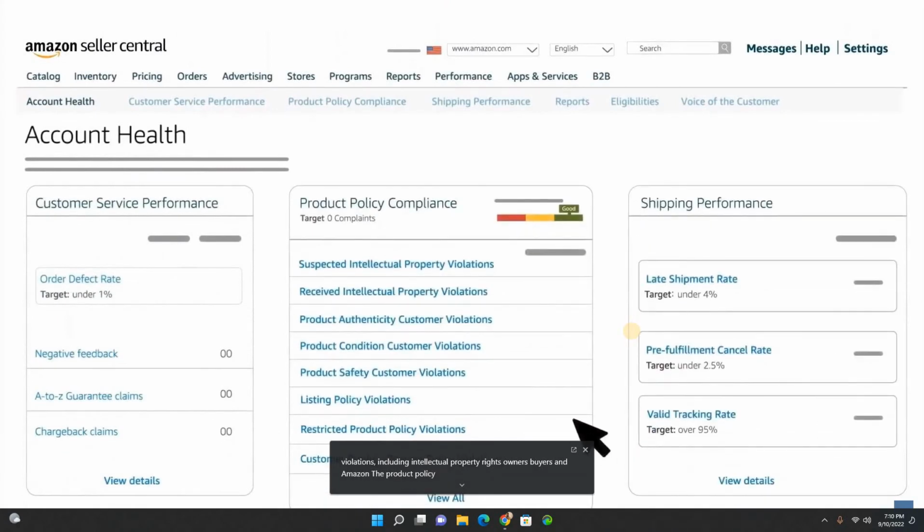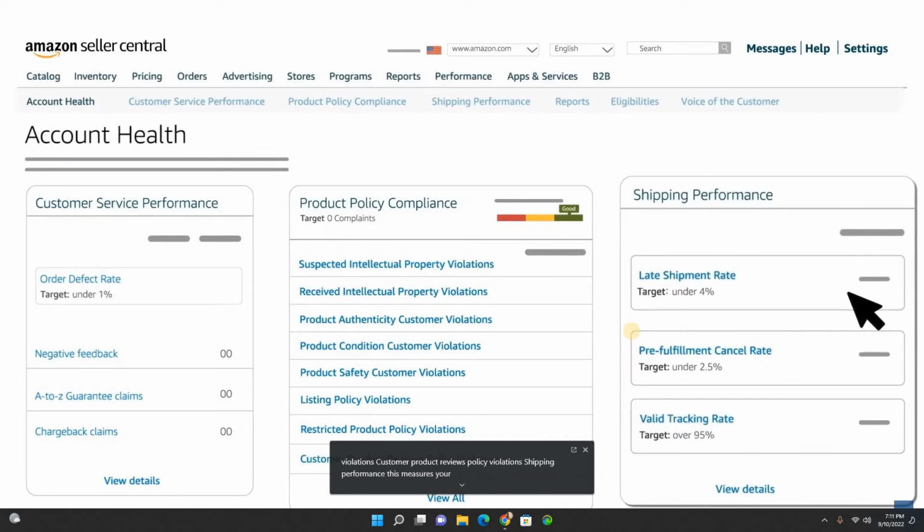The Product Policy Compliance page tracks the following violations: suspected intellectual property violations, received intellectual property violations, product authenticity customer violations, product condition customer violations, product safety customer violations, listing policy violations, restricted product policy violations, customer product reviews policy violations.